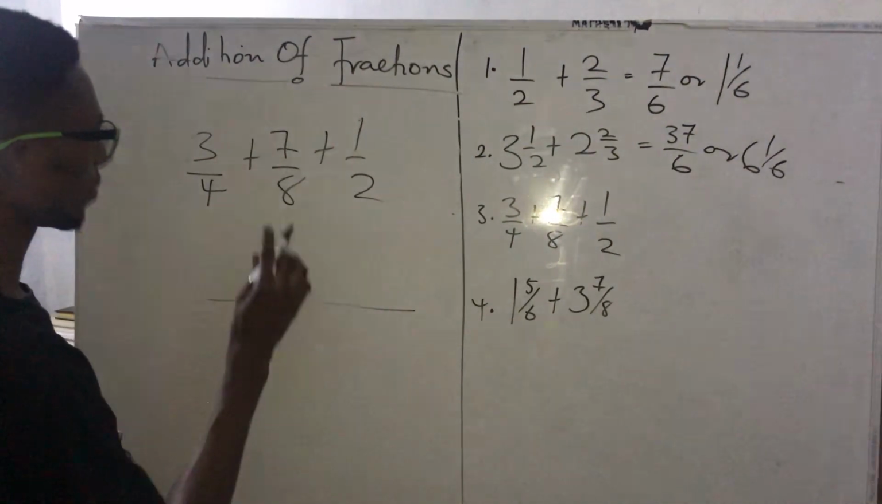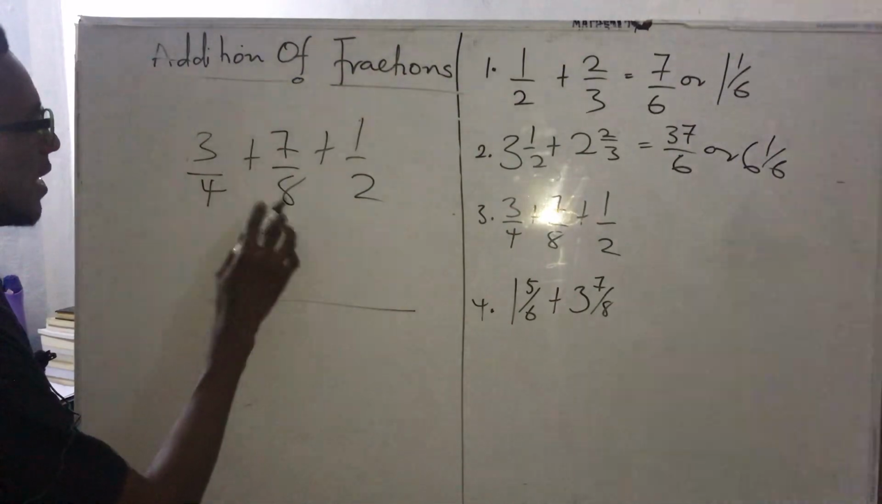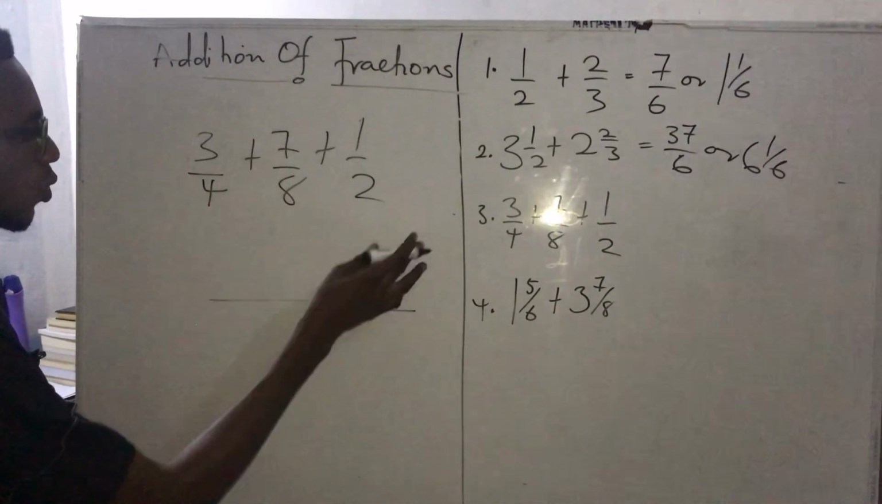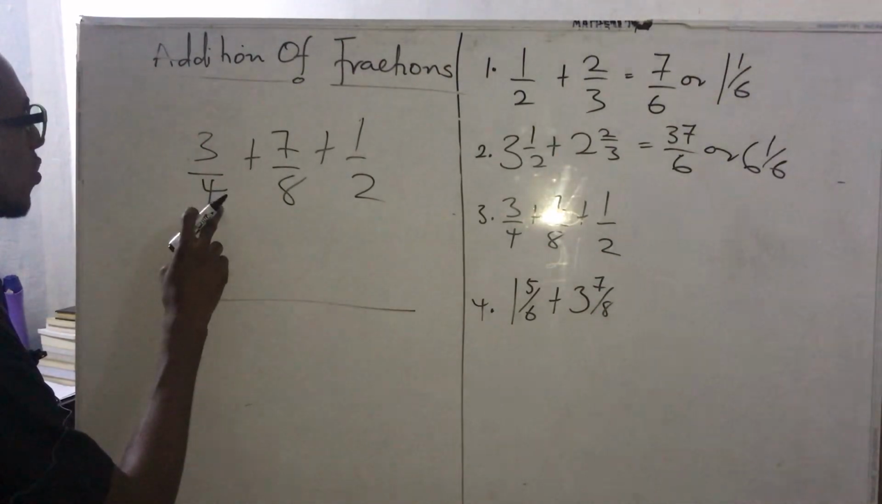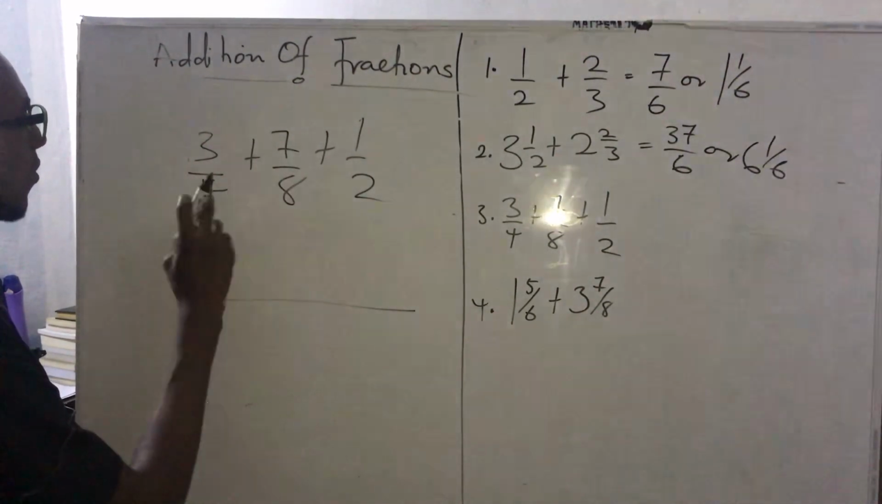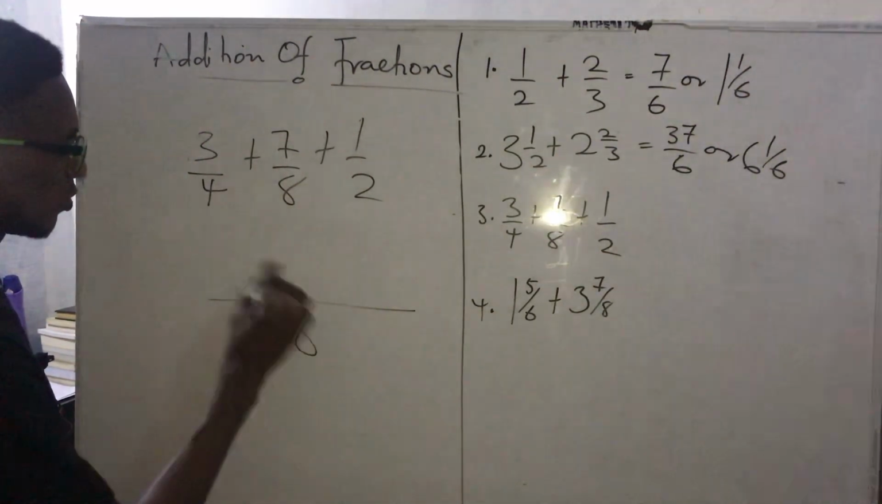Now, the LCM of 4, 8, and 2 is 8, which is common to all of them. 8 times 1 is 8. 4 times 2 is 8. 2 times 4 is 8. So we have the LCM to be 8.